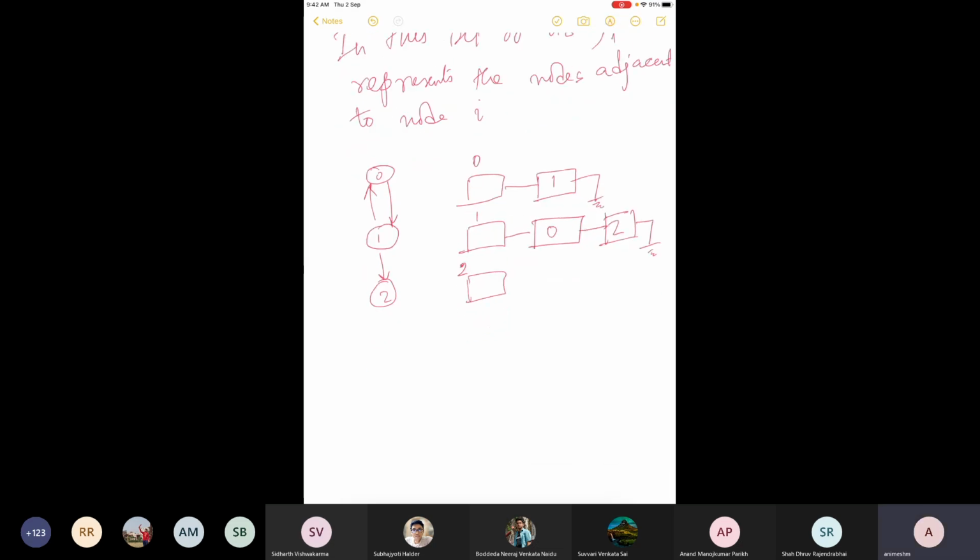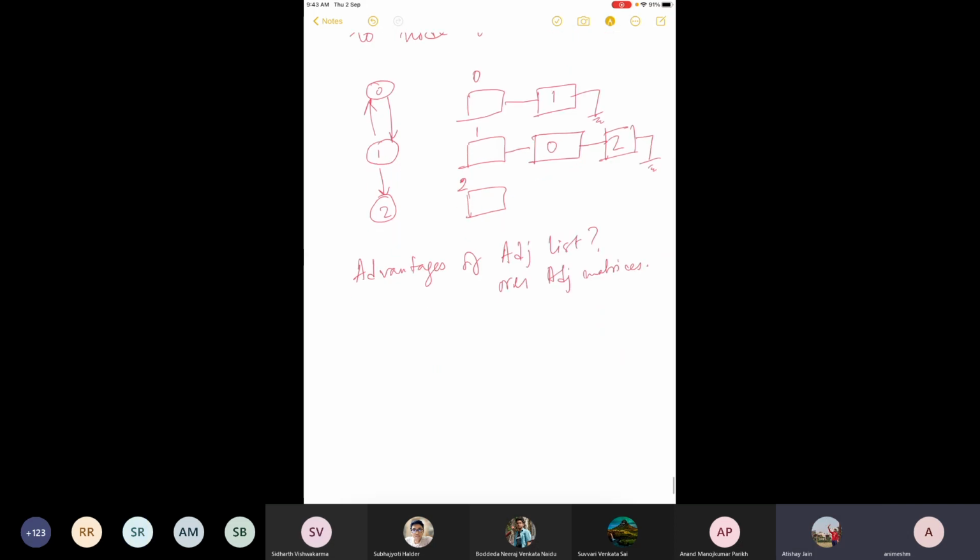So you can represent both undirected and directed graphs using both adjacency matrices and adjacency lists. Now tell me, do you see any advantage of adjacency lists over adjacency matrices? The input size is less. Input size is less. Where is the input size eaten up in the adjacency matrices?